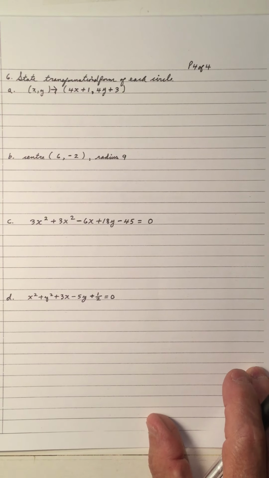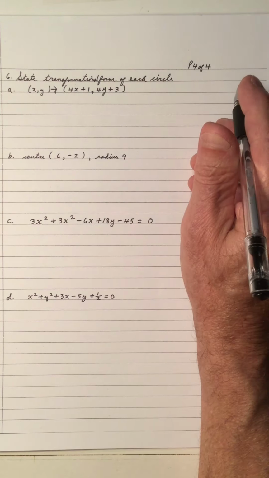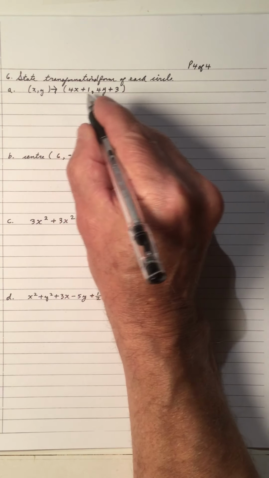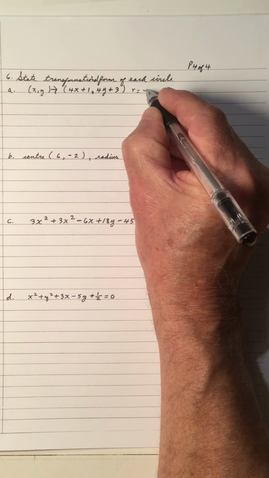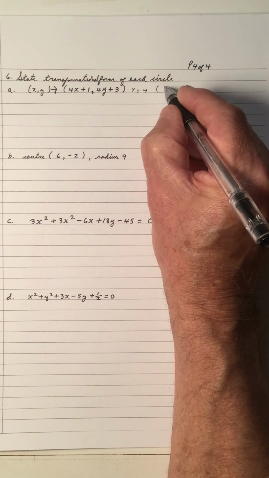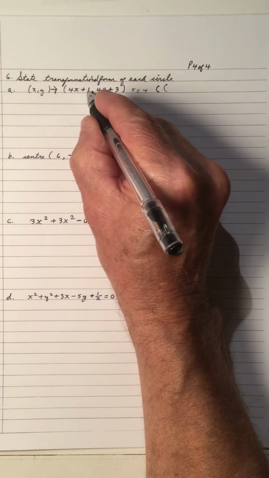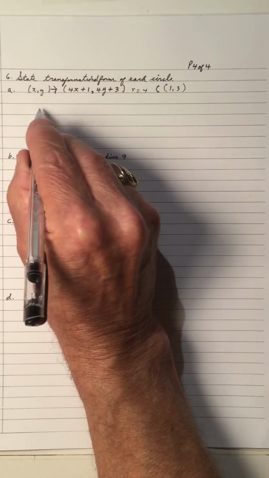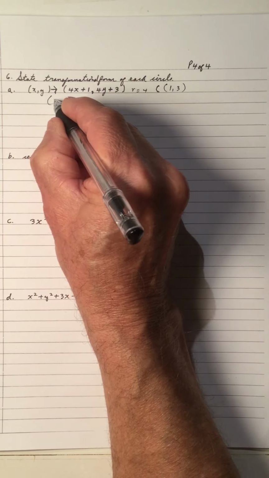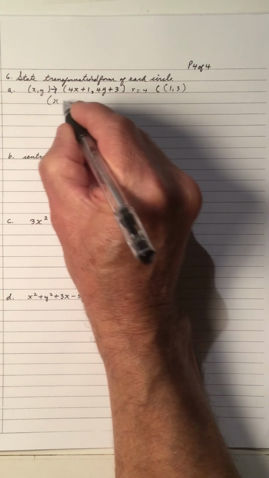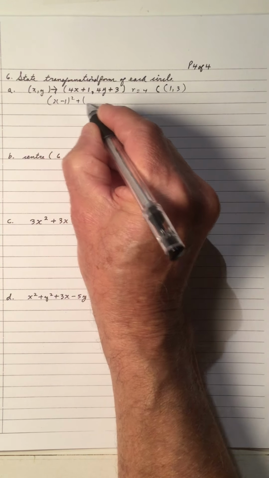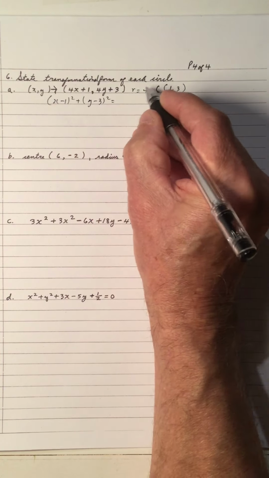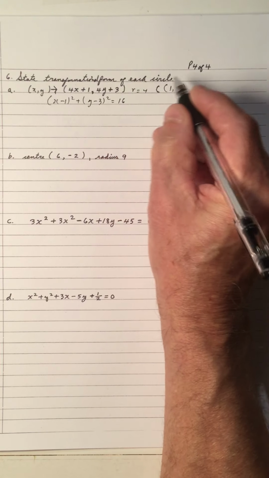State the transformational form of each circle. First, to get the transformation form, we need to get the standard form. So we have a 4x, 4y, so the radius is 4. And the center is 1, 3, which is the h and the k. So the x minus 1 squared, y minus 3 squared, radius is 4, so 4 squared is 16.